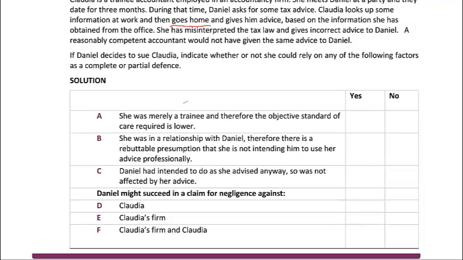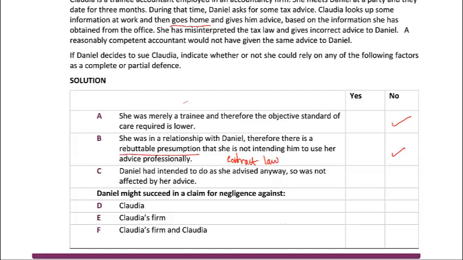Well, first of all, can she say she was merely a trainee and therefore the standard of care that she requires to exercise is lower? Well, the answer there is clearly no. You'll remember we talked about a learner driver, didn't we? Second point then, she's in a relationship with Daniel. Therefore, there's a rebuttable presumption that she didn't intend to create a professional relationship. That is the examiner trying to confuse you, because we know that rebuttable presumptions are nothing to do with the tort of negligence. That is a contract law position. So that particular position is no as well.